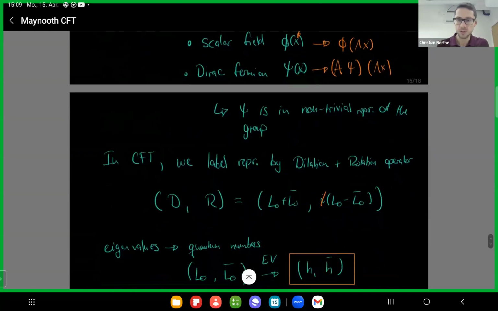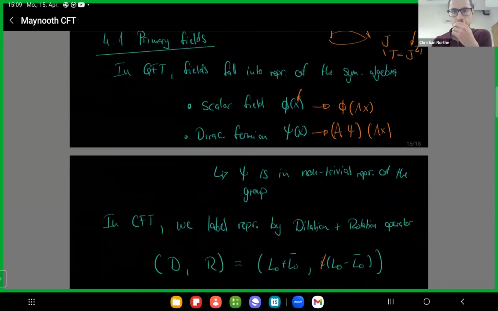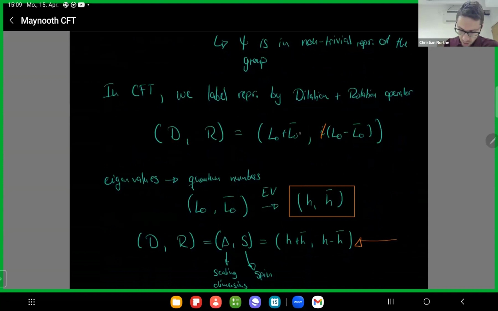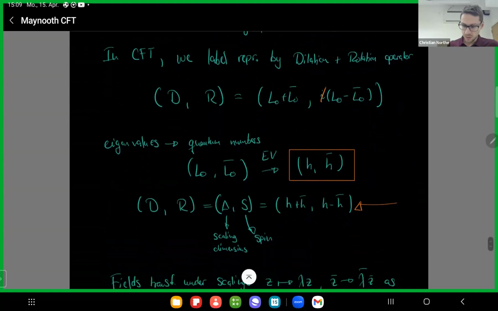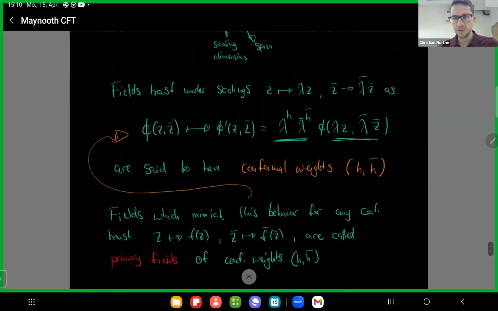We decided that we would, so we have four types of generators: translations, rotations, dilations, and special conformal transformations. And we saw that in 2 dimensions at least, well, actually in all dimensions, but we looked at 2 dimensions, we can have two commuting observed operators, which are L0 and L0 bar. And we like to use these two operators to classify, to provide quantum numbers for our states. And so that's what we're going to do. And these eigenvalues are called h and h bar. And that gives us the notion of a scaling field.